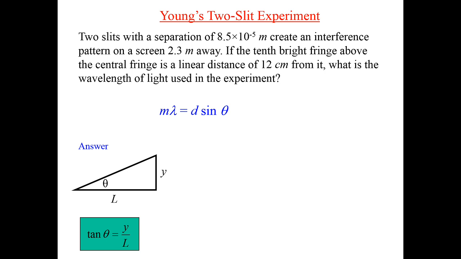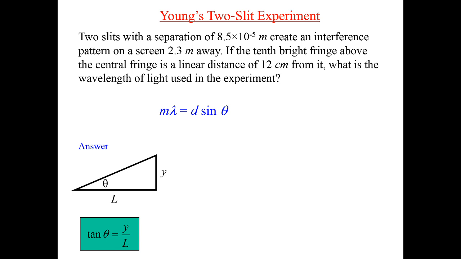Okay, so we have our formula here for the constructive interference: m lambda is equal to d sine theta. We know m, so that's 10. It's the 10th fringe, so m is equal to 10. We know d, so that's our 8.5 times 10 to the minus 5 meters. But we do want to figure out what our angle theta is. Well, we can do some trigonometry.